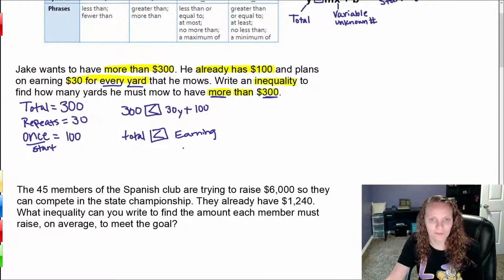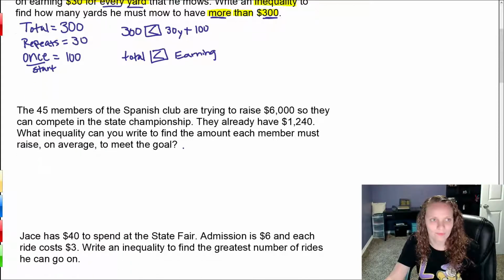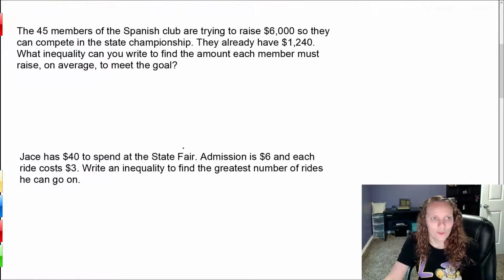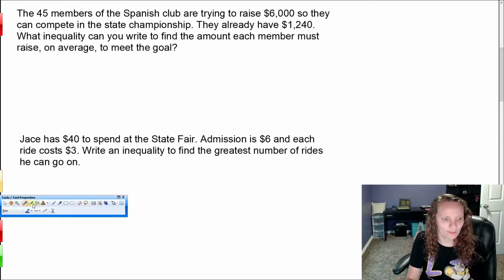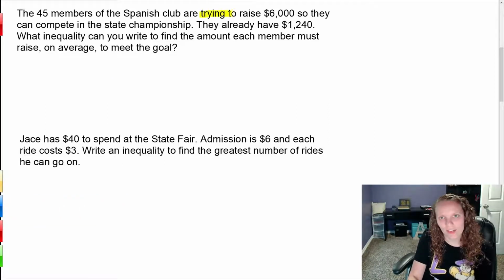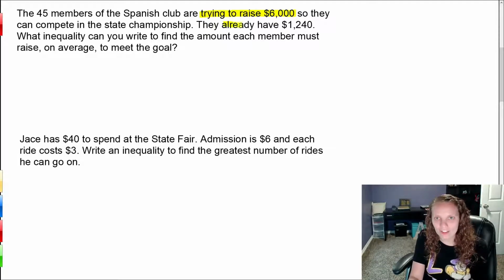Let's try another one. The 45 members of the Spanish Club are trying to raise $6,000. So they are wanting to raise $6,000 so they can compete in a state championship. They already have, so they're starting off with $1,240. What inequality can you write to find the amount each member must raise on average to meet the goal? So they do want to meet their goal. And now that they mentioned members, I'm seeing that there are 45 members.